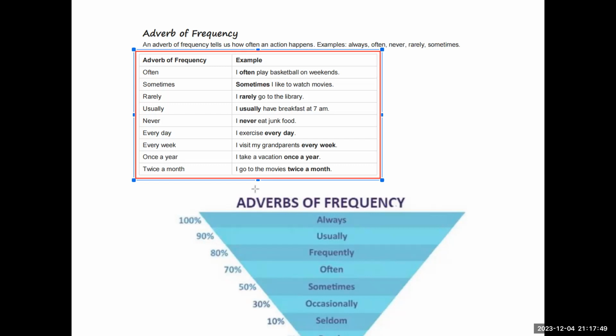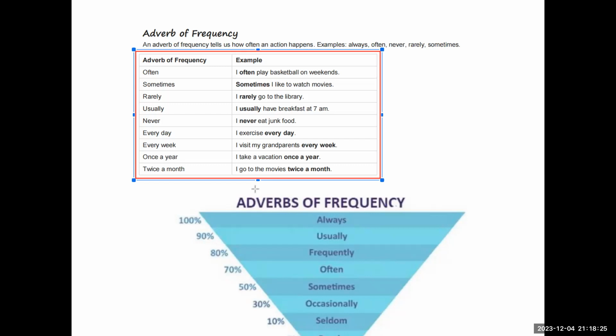Okay, so let's see. Please read rarely and then what else? Okay, often. Please read examples from those adverbs of frequency. Okay, first, often. I often play basketball on weekends. Okay, and then rarely. I rarely go to the library.